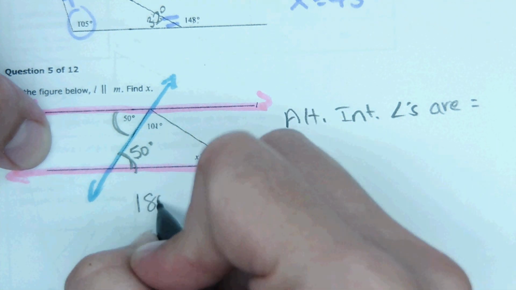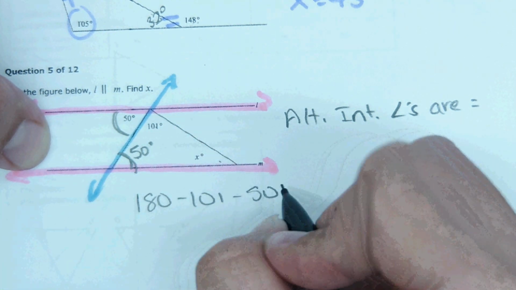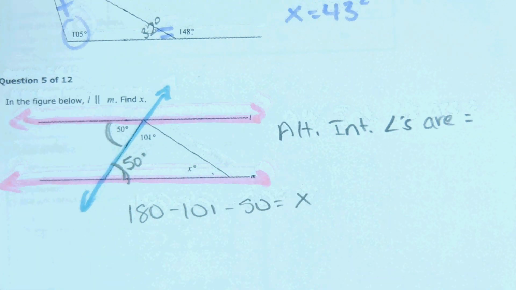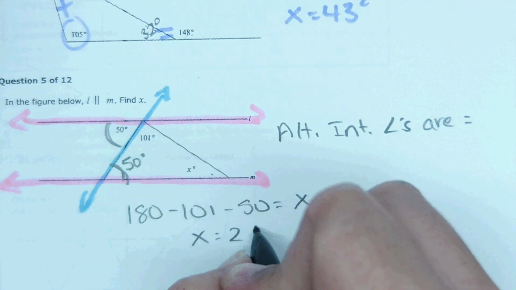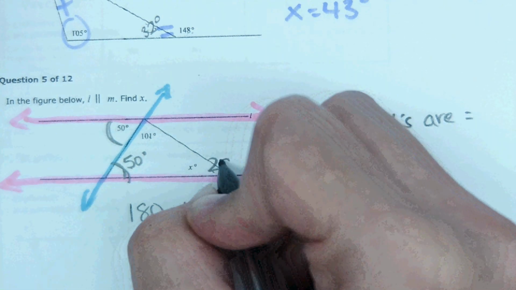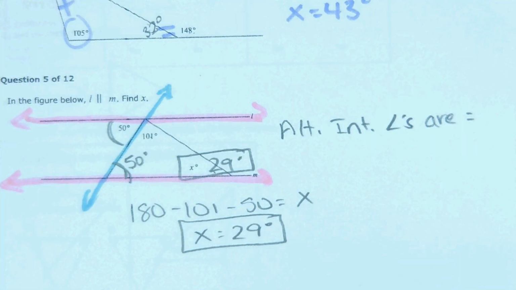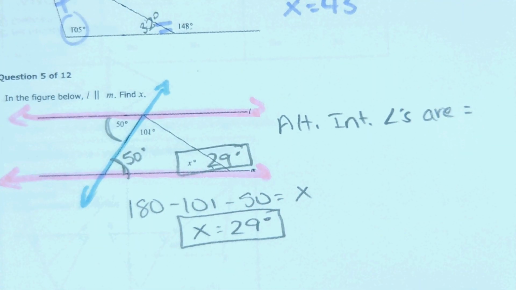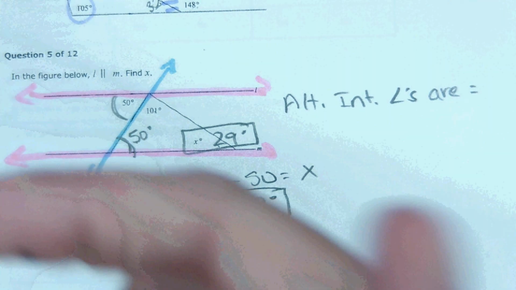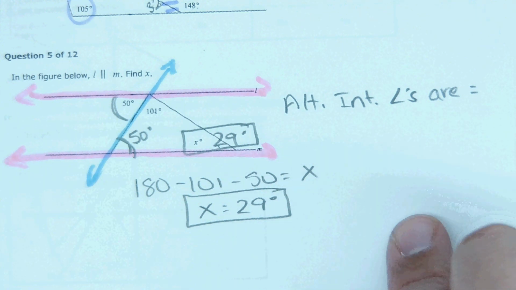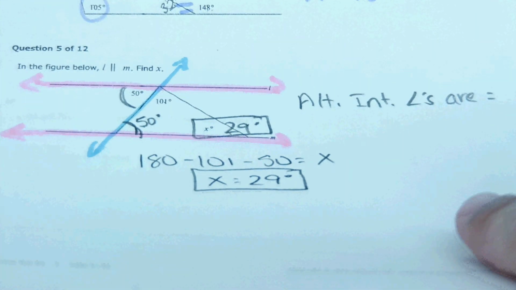Since L and M are parallel, these lines are transversals, and all the angle rules for parallel lines with transversals apply. So alternate interior angles are equal. Therefore, if this is 50 degrees, this is 50 degrees. And then you can use the 3 angles of a triangle to figure out x. So 180 minus 101 minus 50 equals x. And that comes out to 29.